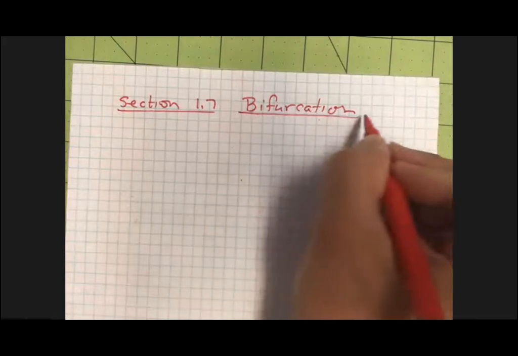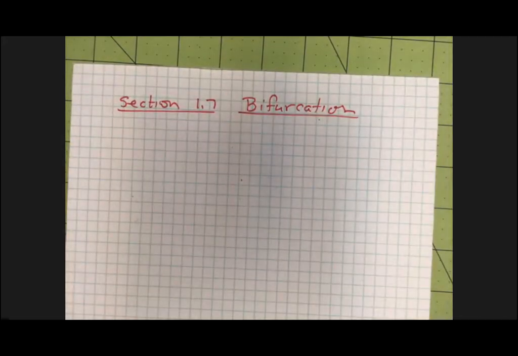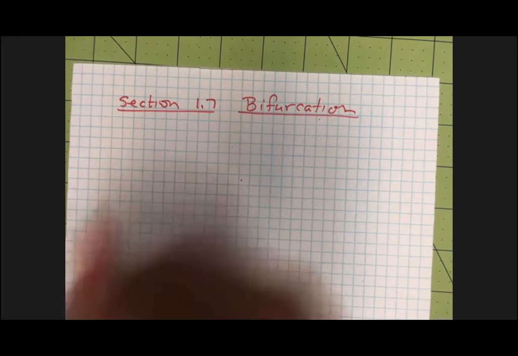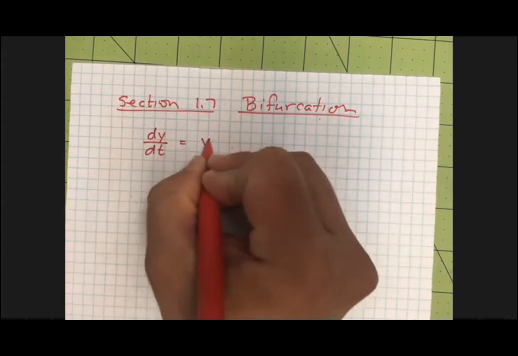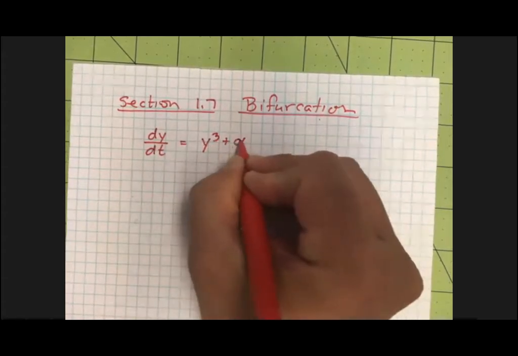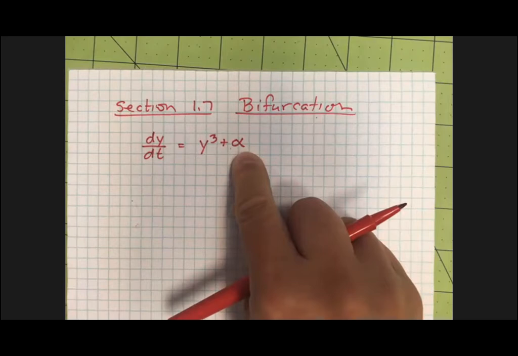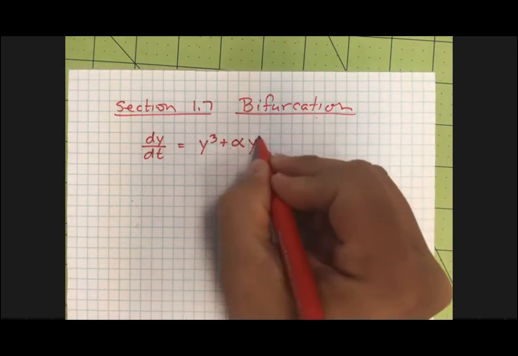Let's look at a simple problem in 1.7. I'm not going to pull it up from the book in front of you. I'll just say, let's look at section 1.7, problem number 4. You can look that up in your book later. I have dy/dt is y cubed plus alpha y squared. That's a Greek letter alpha, lowercase alpha, first letter in the Greek alphabet.